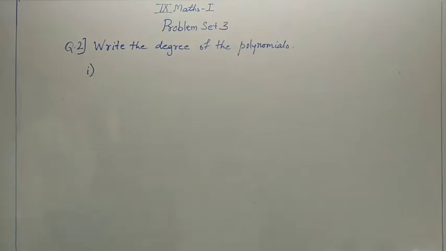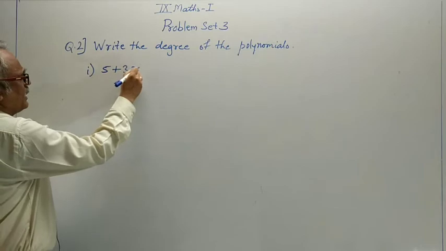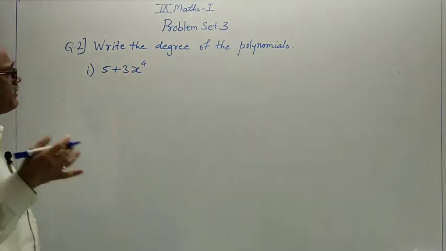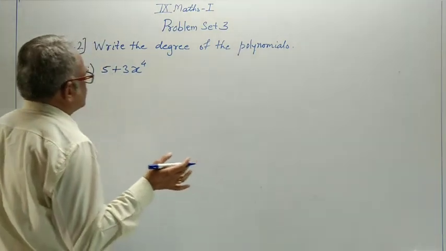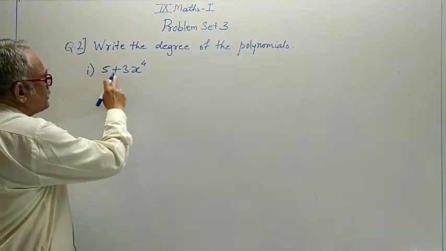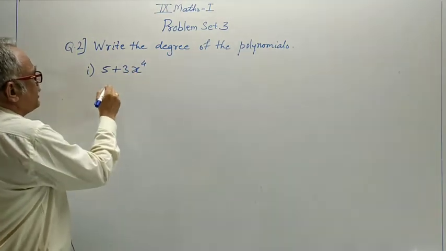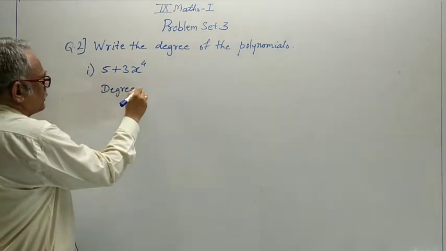Write the degree of the polynomial is the second question. In that, first is given 5 plus 3x raised to 4. As it was told, degree means the maximum index of the variable, whatever is used, x, y, m, etc. Here what is the variable? X. What is its maximum index? 4. So the degree is 4.